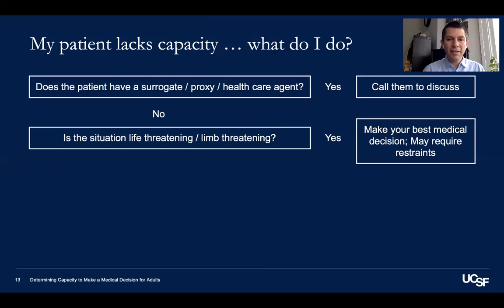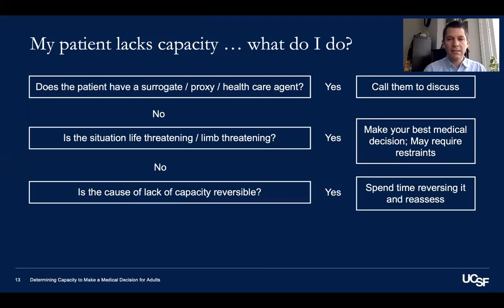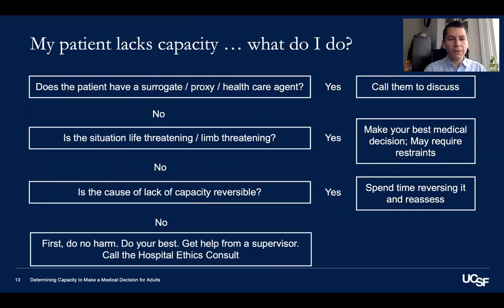If it's not life-threatening or limb-threatening, then is the cause of the lack of capacity reversible? If it is, see if you can spend the time to reverse it and then reassess. If it's not, well, first do no harm and do your best. Get help from a supervisor, and for the hardest decisions, call your hospital ethics consult.